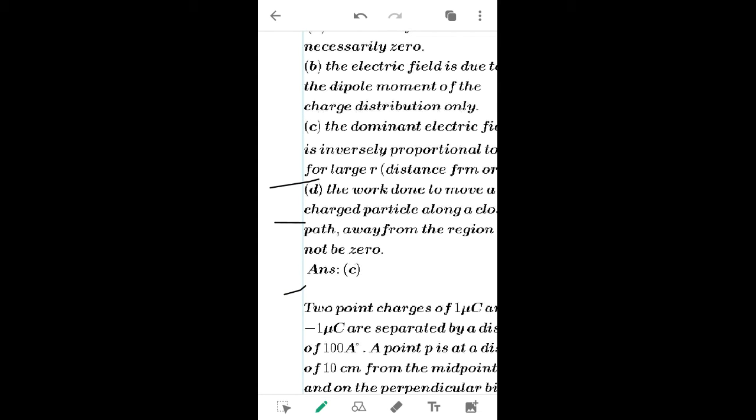So as we have seen here in the last problem, we have solved for 1 by r cube. So the dominant electric field is inversely proportional to r cube. So therefore the C option is correct. Okay, so now let us find the next one.